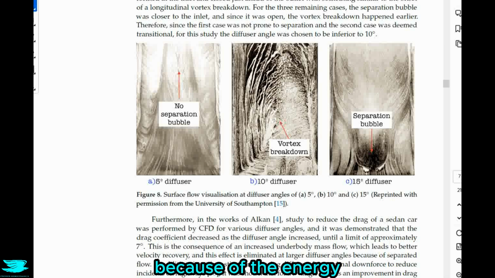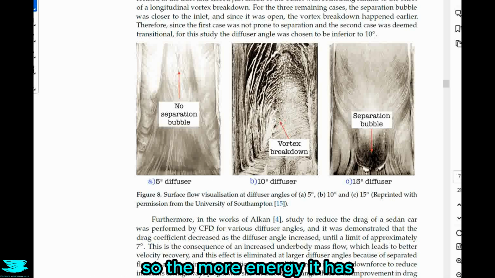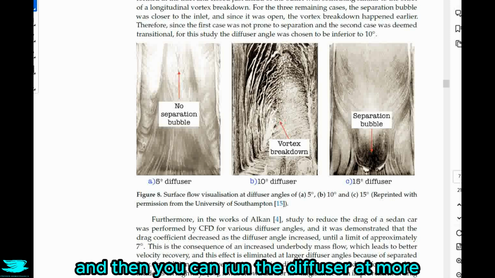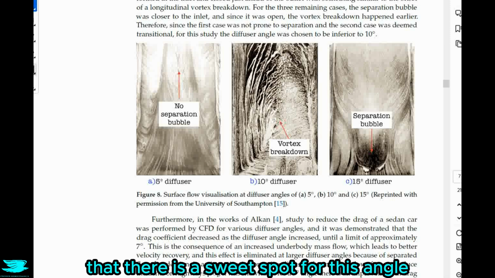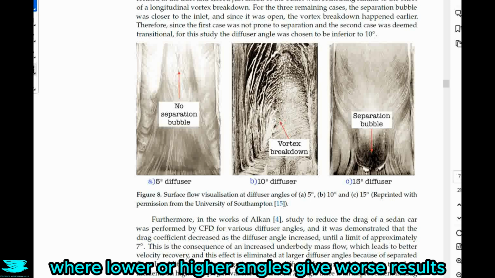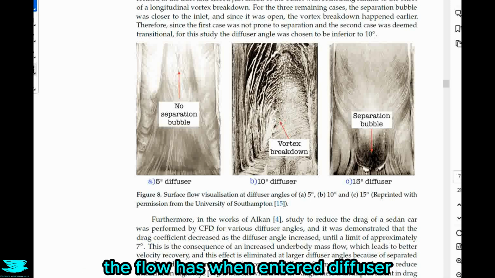So just from this, you can tell how sensitive the diffuser is to its angle, and much of this sensitivity is because of the energy the flow has when it enters the diffuser. So the more energy it has, the more it can stay attached, and you can run the diffuser at more aggressive angles. So when studies report that there is a sweet spot for this angle, where lower or higher angles give worse results, this is very much because of the energy the flow has when it enters the diffuser.